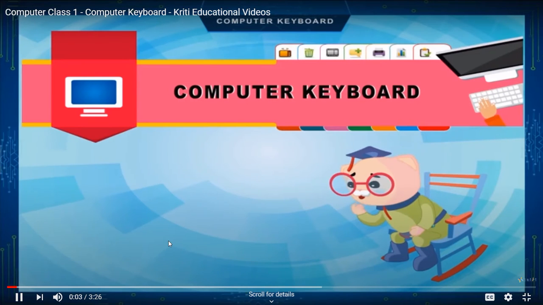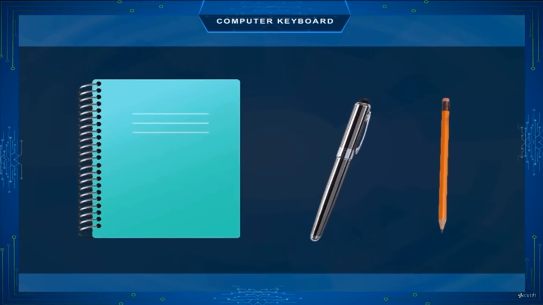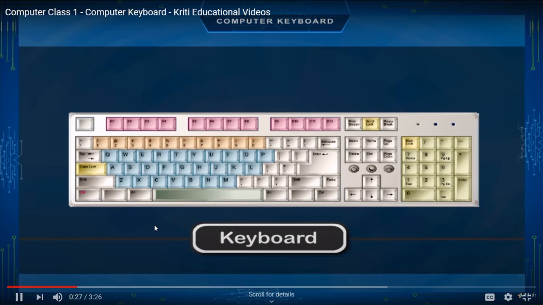Computer keyboard. A pencil or a pen is needed to write in a notebook, but we cannot use a pencil or pen for writing on a computer. You have to use the keyboard to write or enter the information and instructions into a computer. It looks like a typewriter's keyboard. It has many small buttons on it. These buttons are called keys.